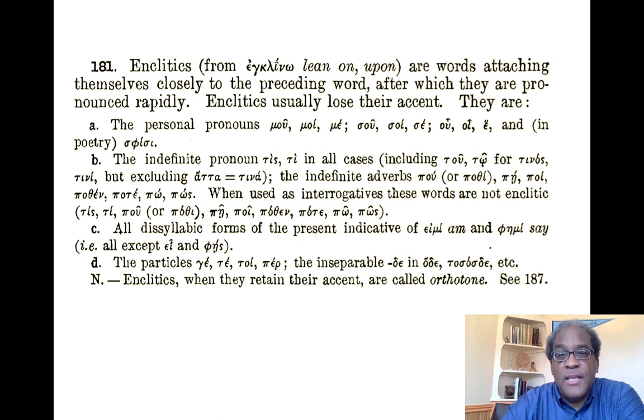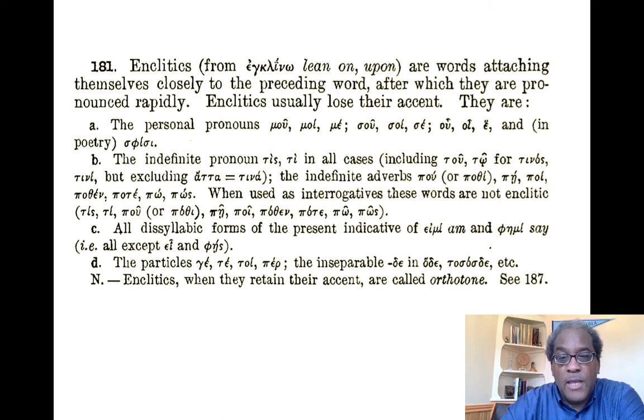So remember when I presented this, I said indefinite enclitic, indefinite enclitic. Now, when used as interrogatives, these words are not enclitic. So tis, tou, pou, pote, pē, poi, pothen, pote, ti, pōs, pō. Those are not enclitics when they're interrogatives. Who, what, where, in which way, whither, from where, when, etc. Then C, all dissyllabic forms of the present indicative of eimi, am, and phēmi, say, are enclitic. So that is all forms except the second singulars, ei and phēs. And then D, the particles ge, te, toi, and per, which we see a lot of in Homer. And then the inseparable de, as in hode, tosonde, etc.